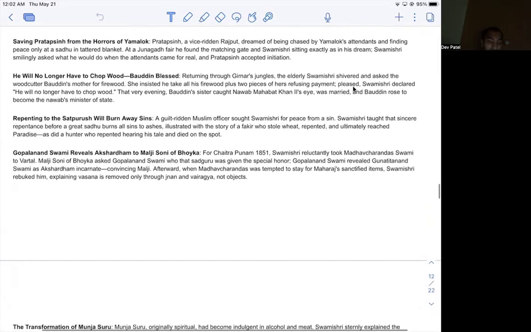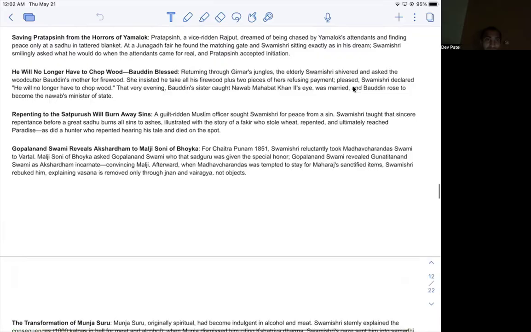You will not have to chop wood, so Baldin is blessed. He was going through intense difficulties and struggles. He asked the woodcutter Baldin's mother for firewood, and she insisted that he take all of her firewood plus 2 pieces. Because of this humble service, GS says that he will no longer have to chop wood. And then he eventually rose to become the Nawab minister of this state.